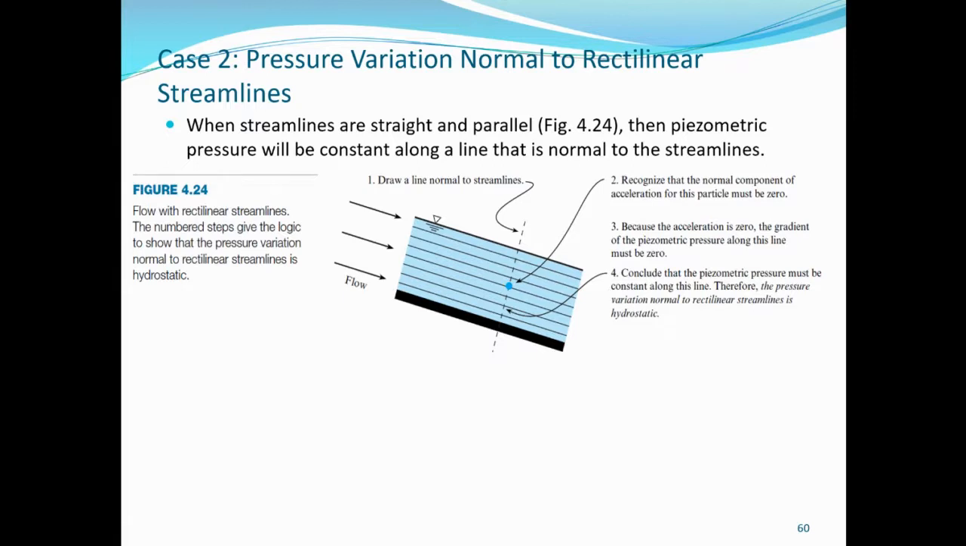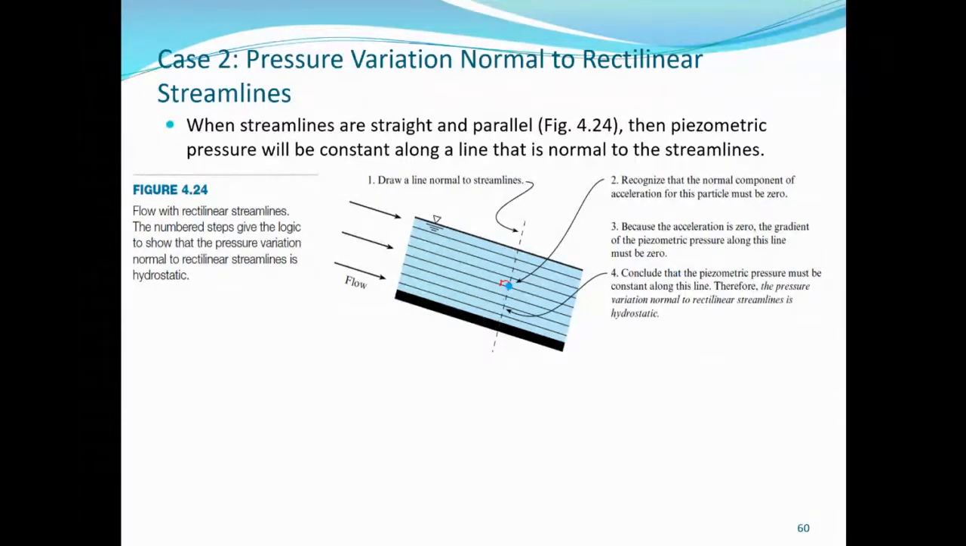Now we are taking normal to the streamline, perpendicular to the streamline. What is the pressure variation? In this case, the piezometric pressure variation will be constant along a line that is normal to the streamline. This is normal, which is at 90 degrees to the streamline. So the piezometric pressure along every point here is the same. It remains constant.